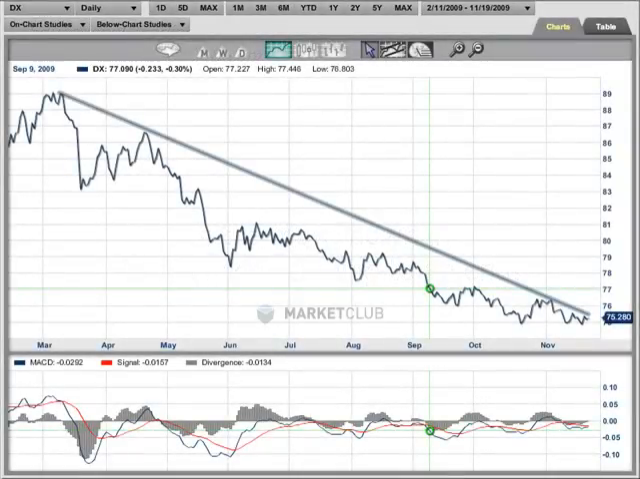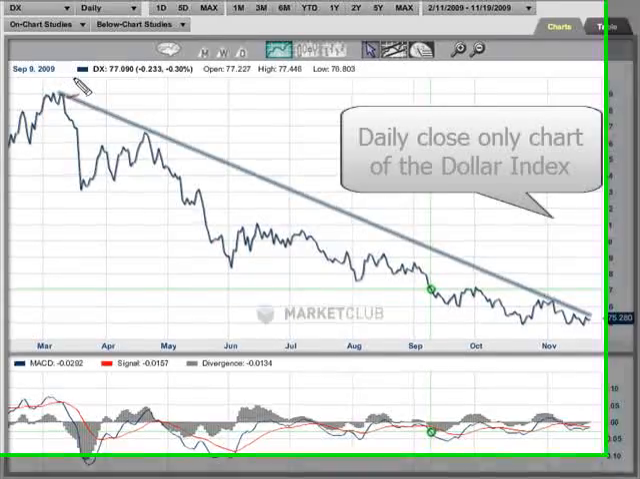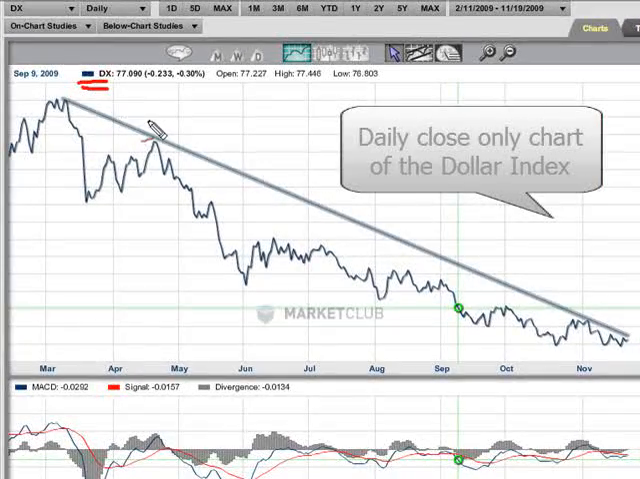Hello, this is Adam Hewison, and the market we're looking at today is the dollar index. The symbol for dollar index on MarketClub is DX. This is the spot market.